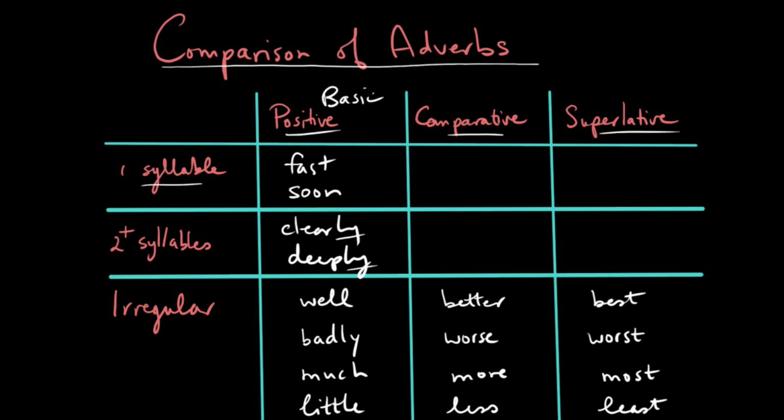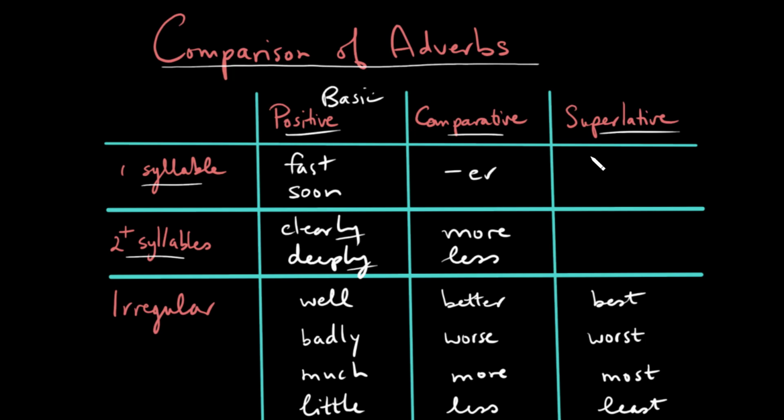The comparative form compares two different things, and we form the comparative form differently depending on the length of the adverb. With adverbs that are just one syllable long, we just add er. So we would say something is faster than something else, or something is sooner than something else. With two or more syllables, we add more. Or if you're talking about the least degree of something, you would add less. Right? So something is seen more clearly, let's say, or less clearly, more deeply, less deeply.